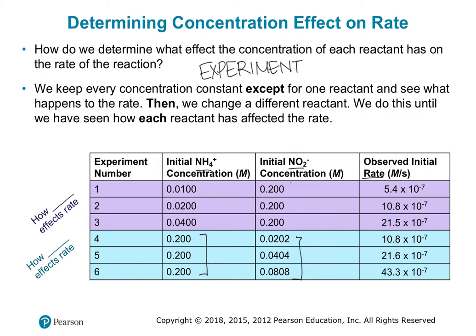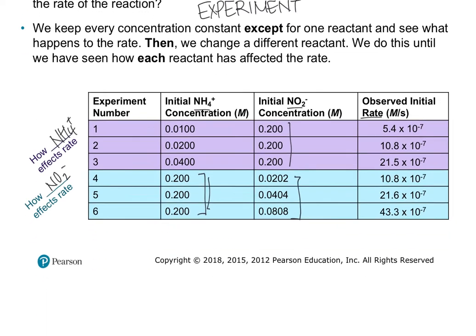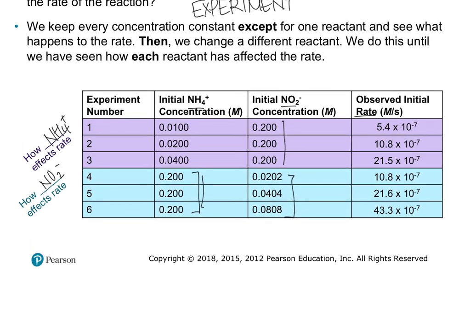So in this first one, we're holding NO2 minus constant. So nitrite is being held constant, so we're seeing how ammonium affects the rate. And in this bottom set, we're holding ammonium constant, so we're seeing how nitrite is affecting the rate. We know that each reactant has an impact and is related to the rate.